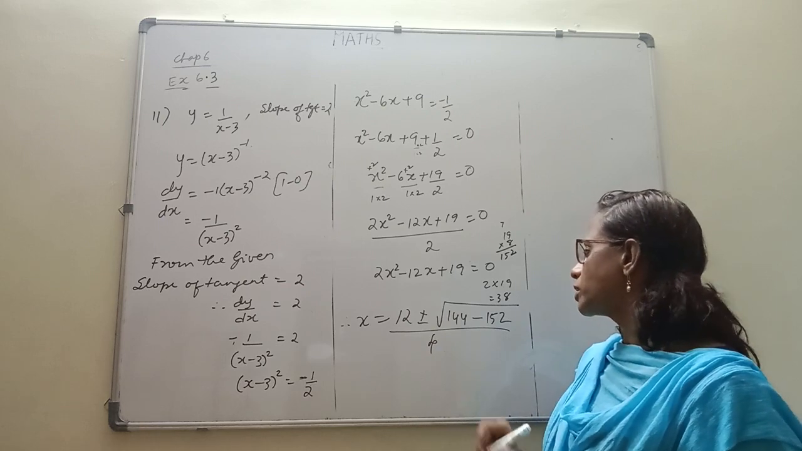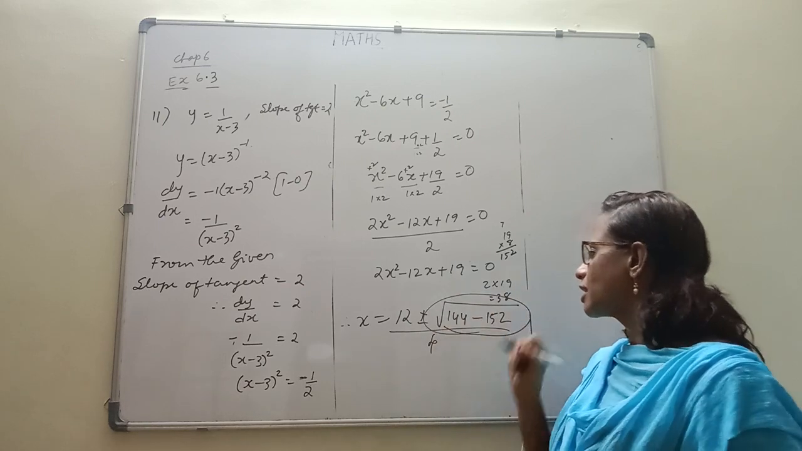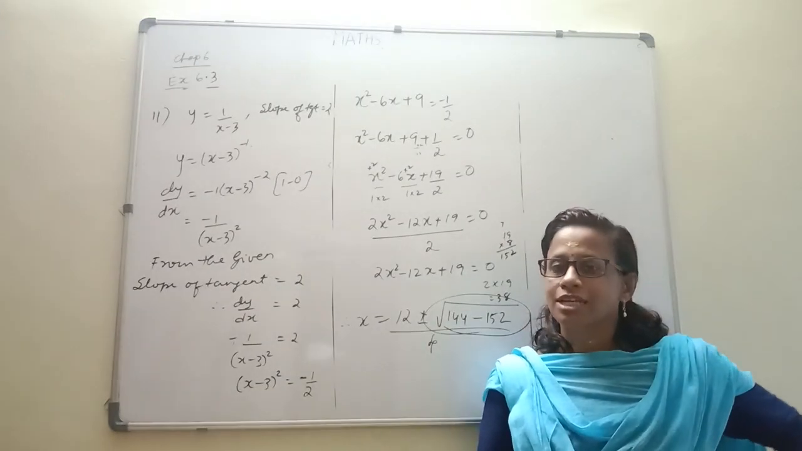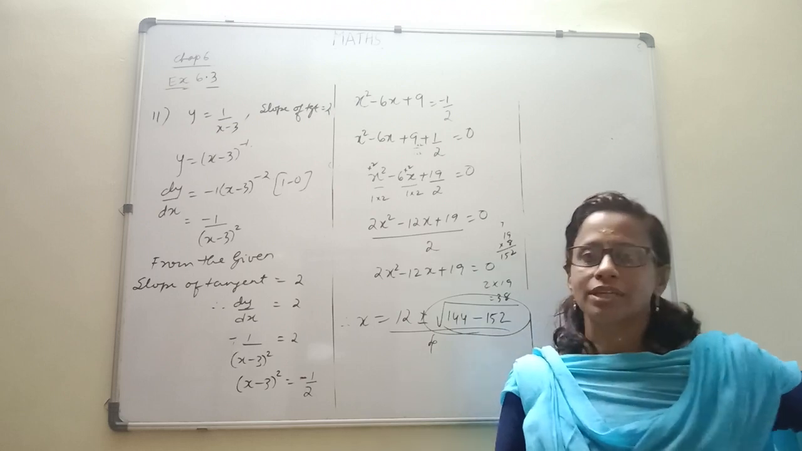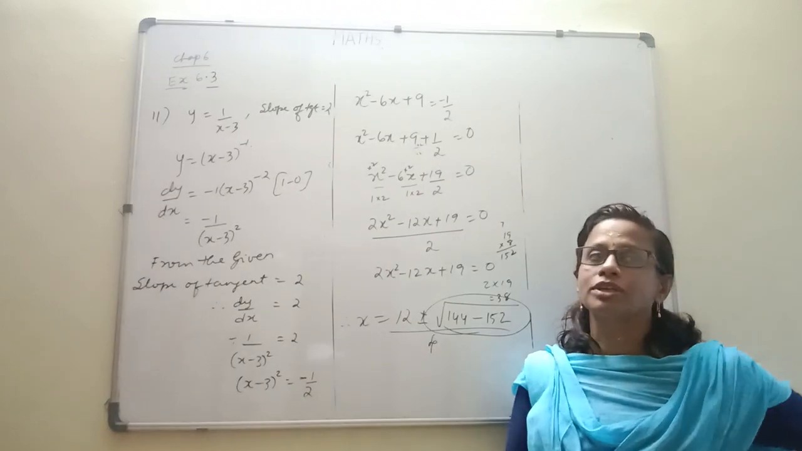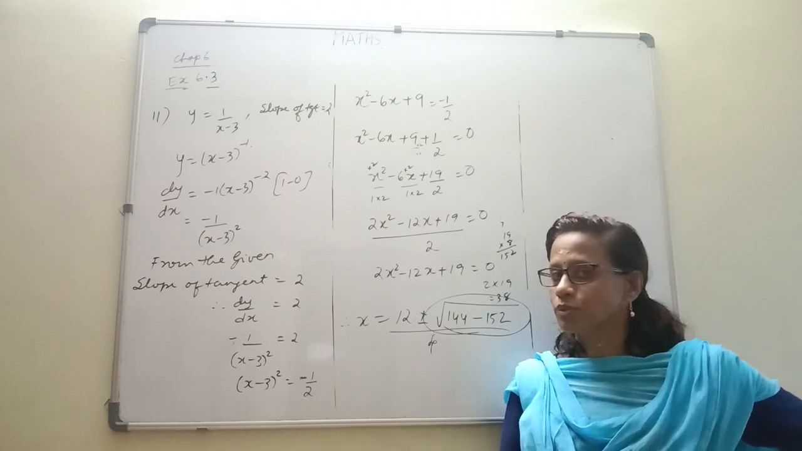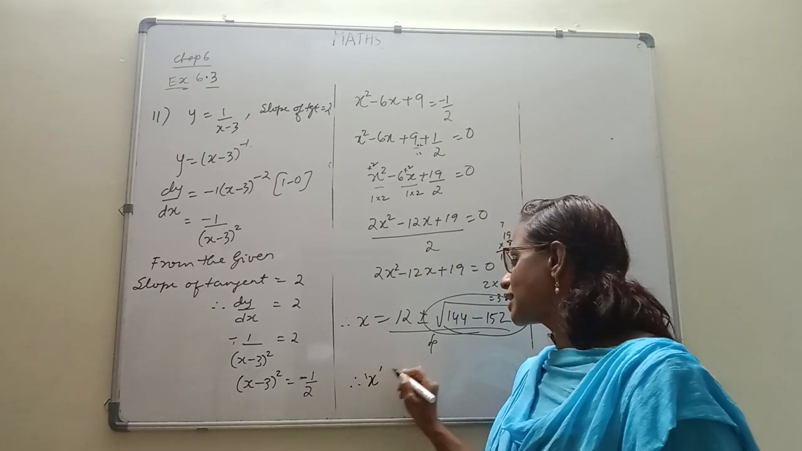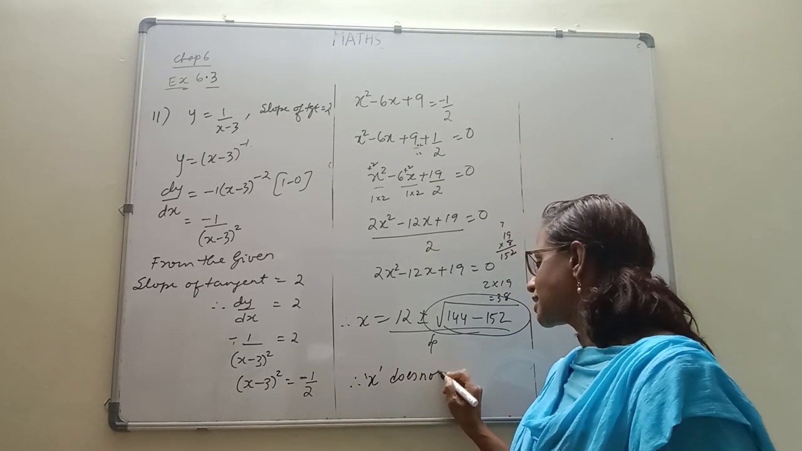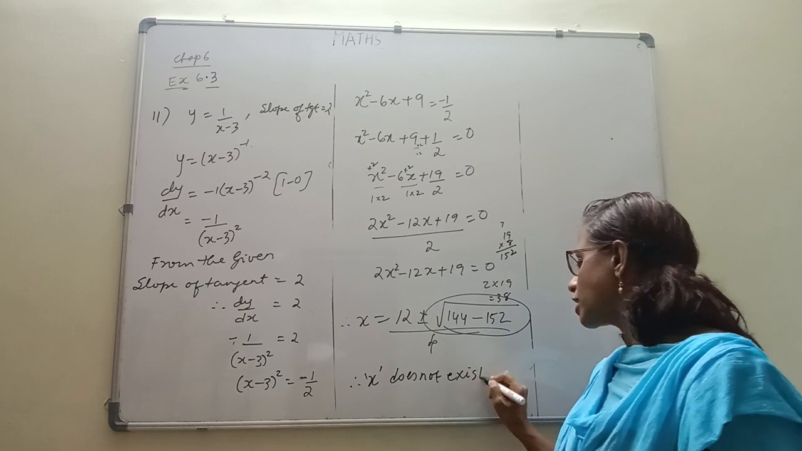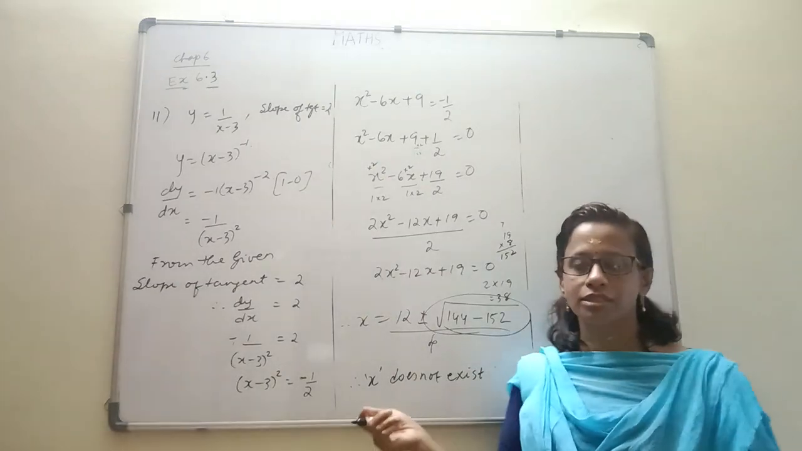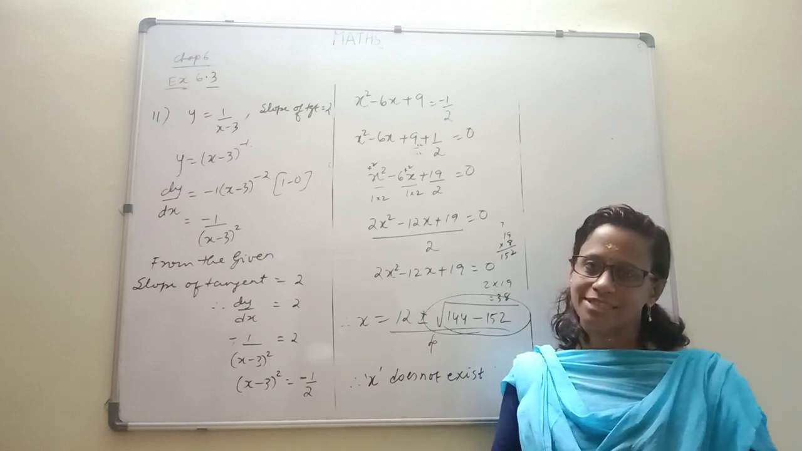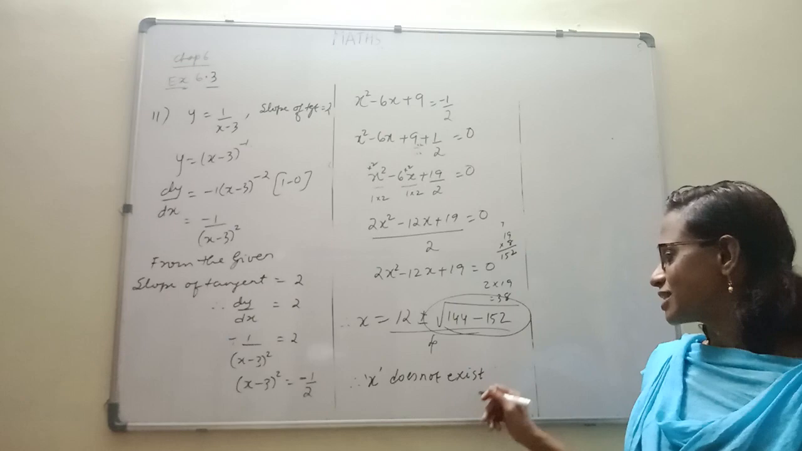Oh, here is a problem. Please check this. 144 minus 152 is negative 8. Negative 8 discriminant, we don't have a real value, and we know that whenever you have a negative discriminant, then the root does not exist. So we'll write, therefore x does not exist. If x does not exist means the point does not exist, isn't it? If the point does not exist, that means the tangent does not exist. So you cannot find such a tangent. That's the thing. So x does not exist.